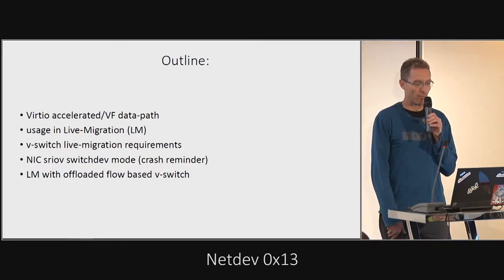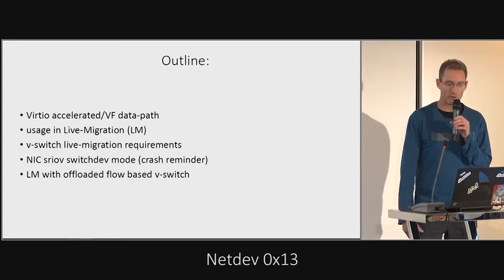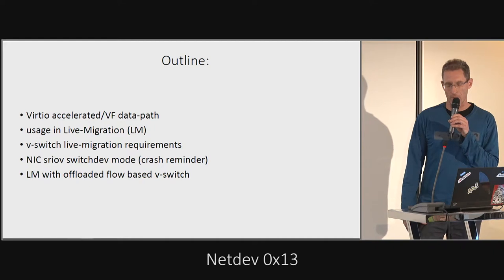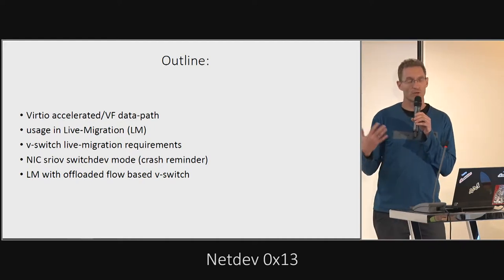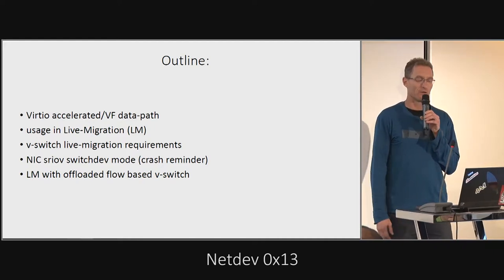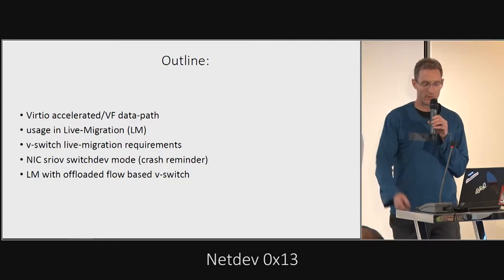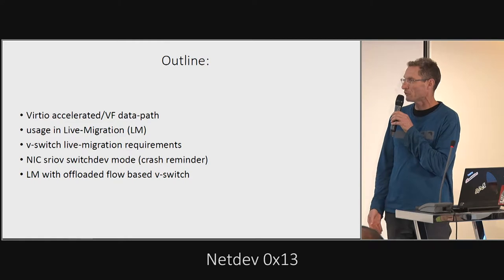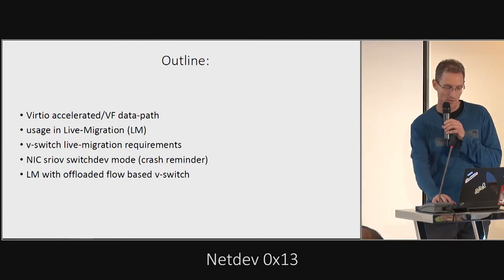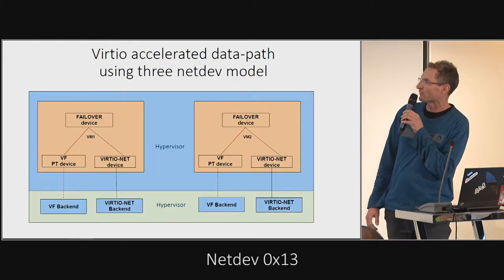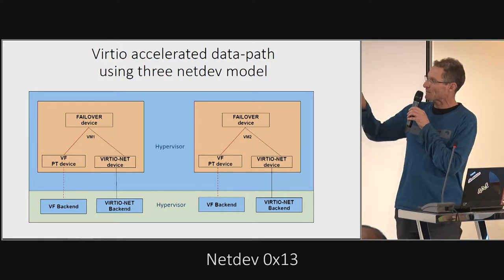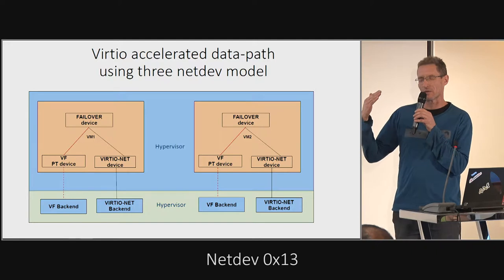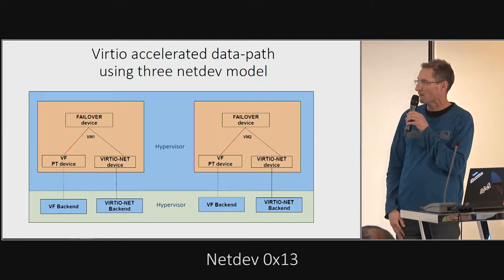I will sketch the requirement, and then I will do a crash reminder on the switchdev mode of managing vSwitches for NICs, and then I will go to what we did in this work: how do you do live migration with this. So this is actually jumping directly into the water. This is the VM side of the solution that was made by the community.